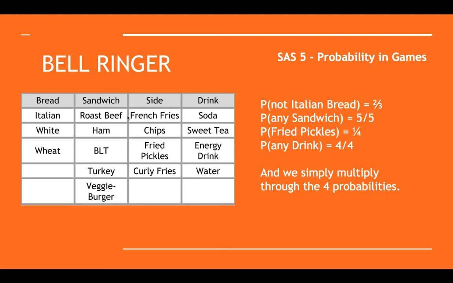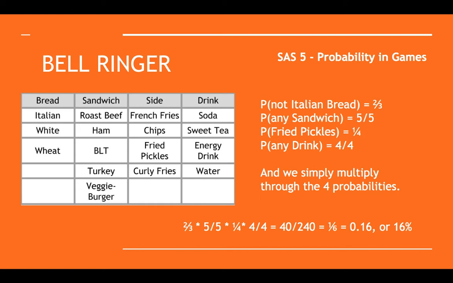Sandwich, any sandwich is 5 out of 5, so it doesn't matter. Any side, we want fried pickles. There's 4 different possibilities in the side menu item, and you want fried pickles, that's 1 of 4. And finally, the drink, any drink, 4 out of 4. There's 4 opportunities, and we can choose any, so it's 4 out of 4. So we simply multiply through those 4 probabilities. 2/3 times 5 out of 5 times 1/4 times 4 out of 4 equals 40 out of 240, or 1/6, which can be 0.16 or 16%.